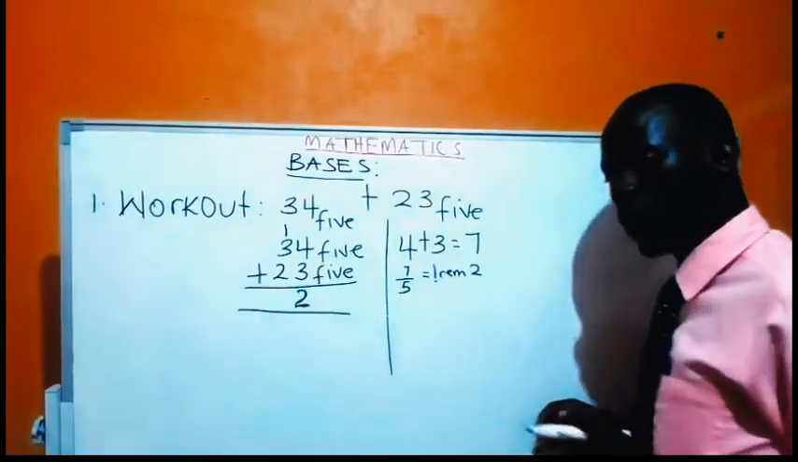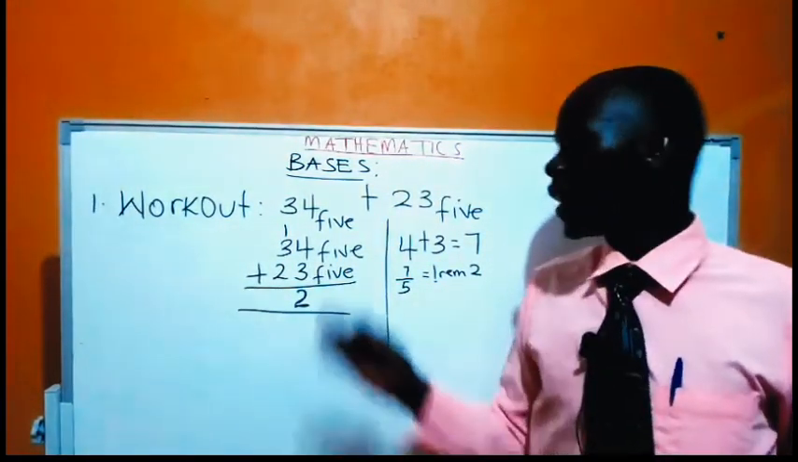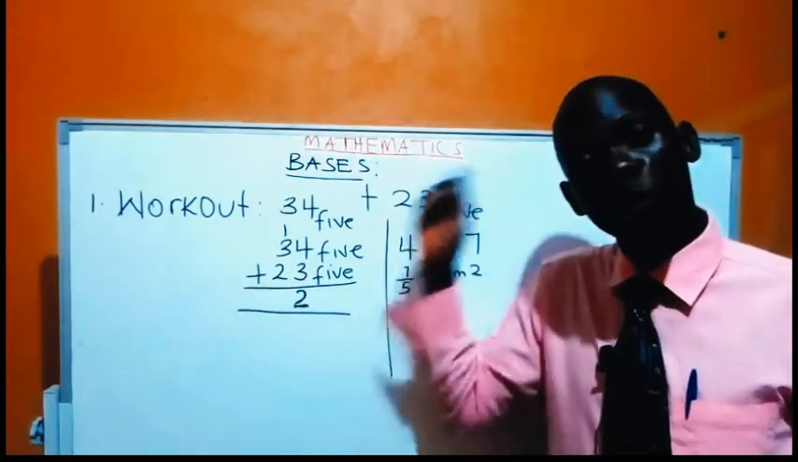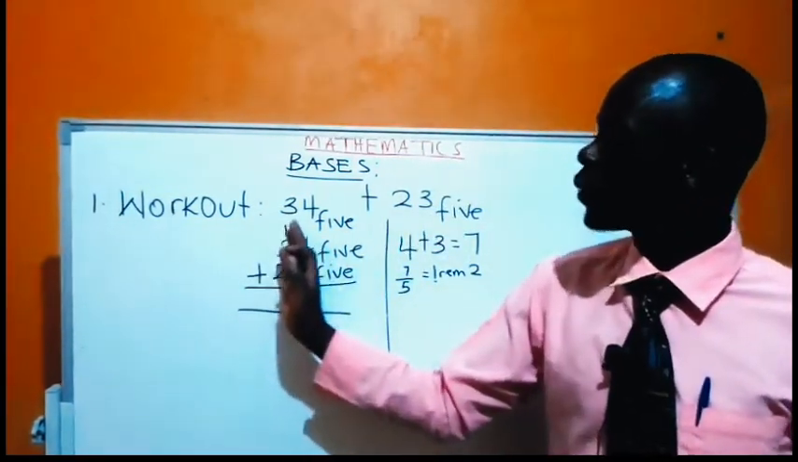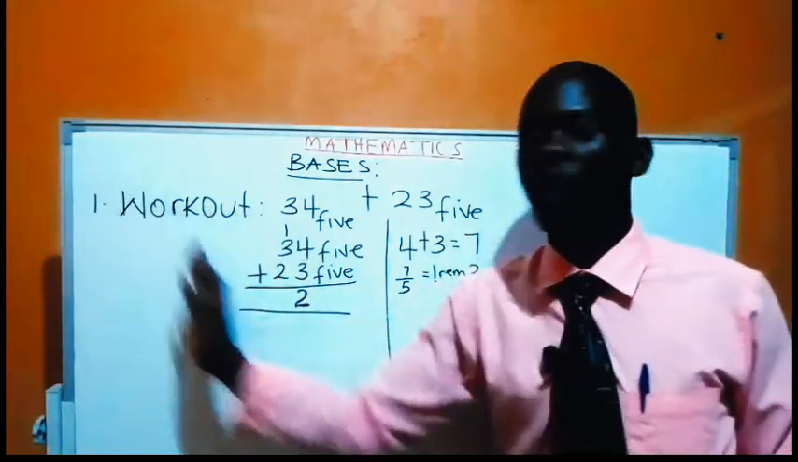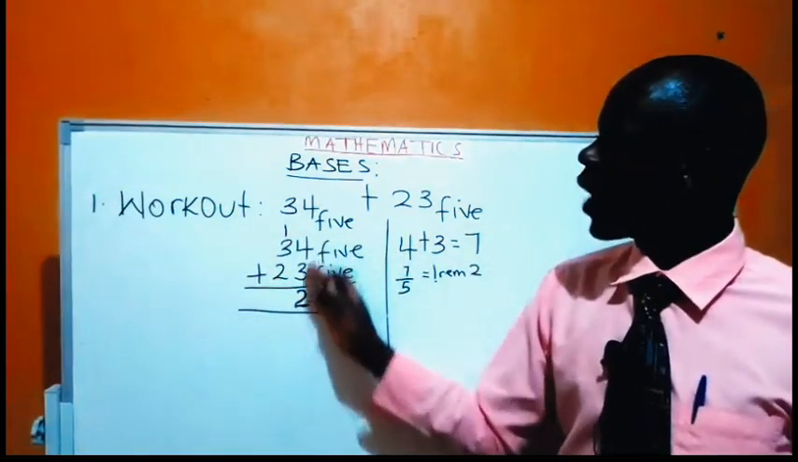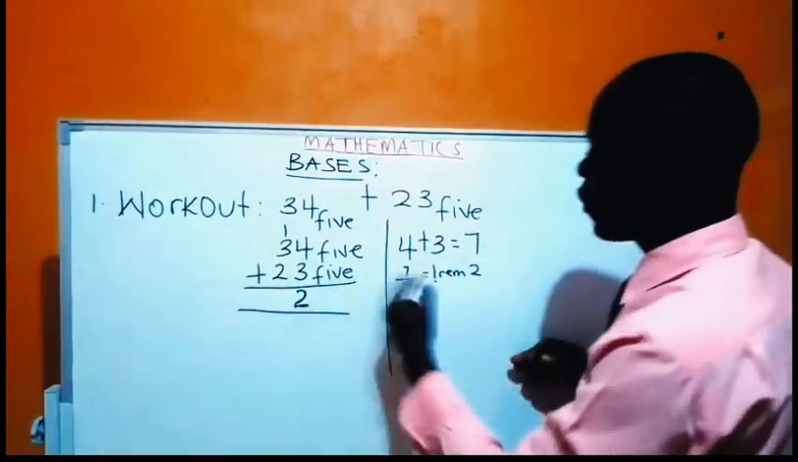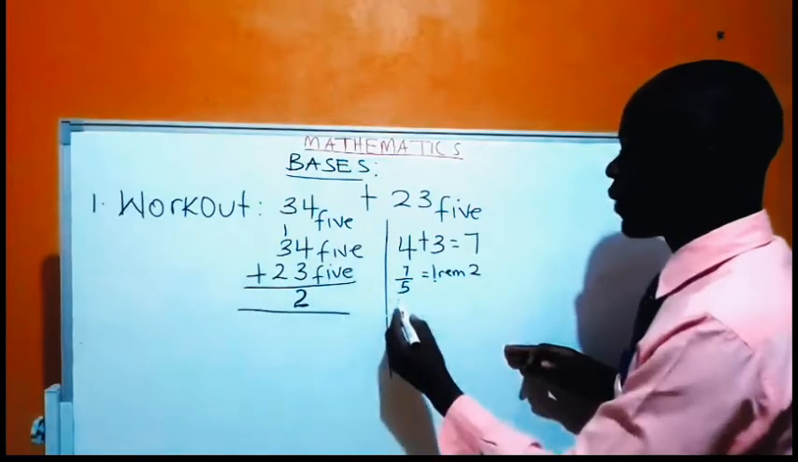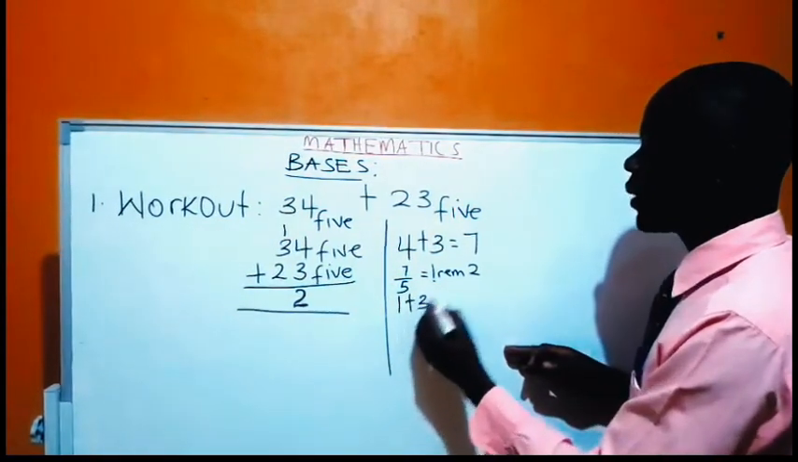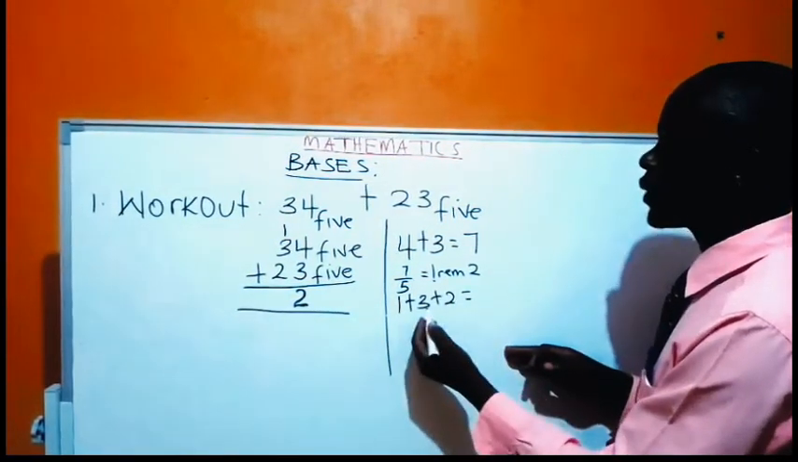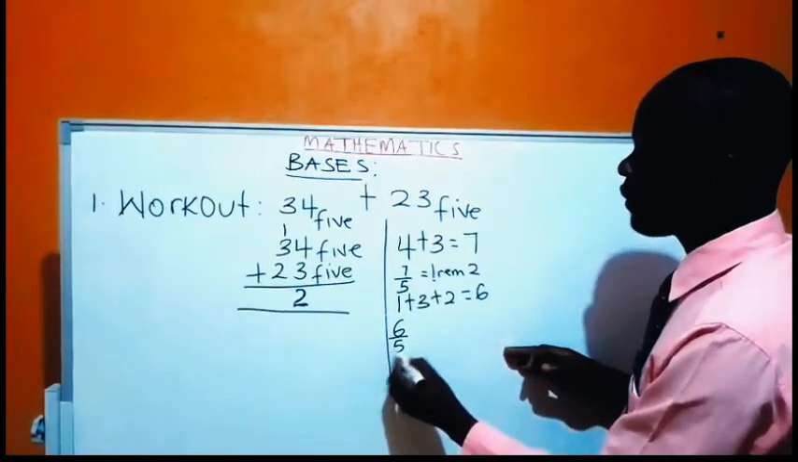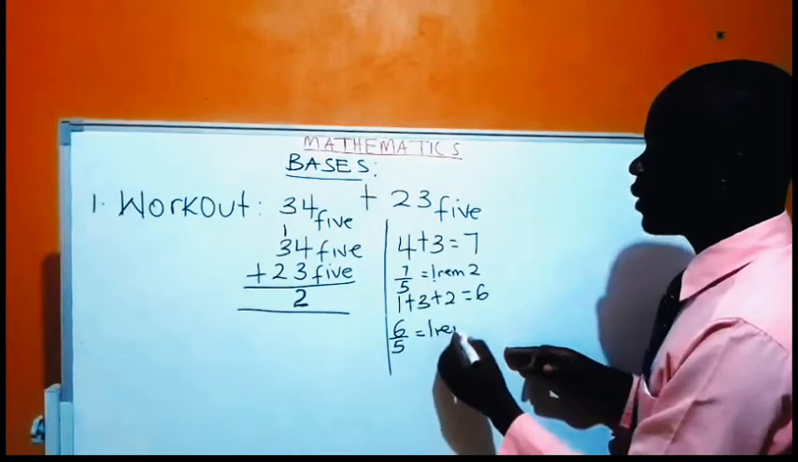All bases, by the way, what is common is that they all begin from ones, from the right hand side. Then the next moves to fives. If it is threes, you say ones, threes, just like that. So you have 1 regrouped there. So you have 1 plus 3 plus 2. What do you get? 1 plus 3 is 4, plus 2 is 6. So 6 divided by 5, you will get 1, remainder 1.